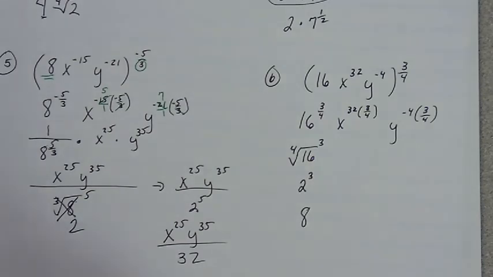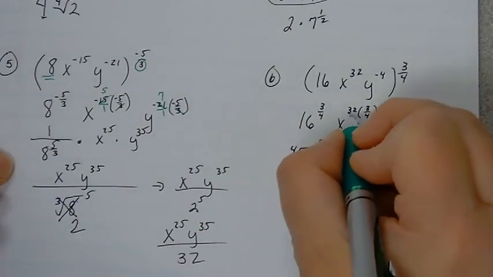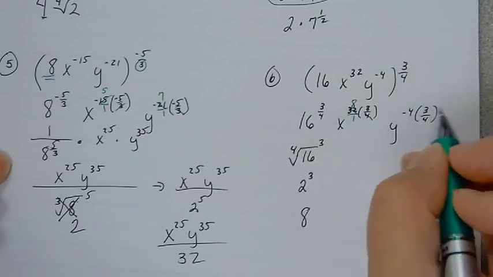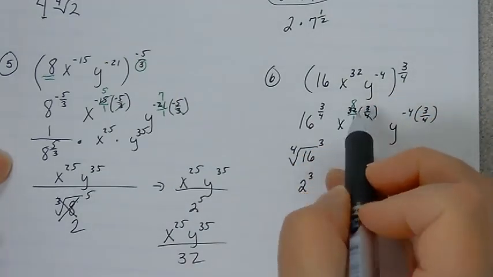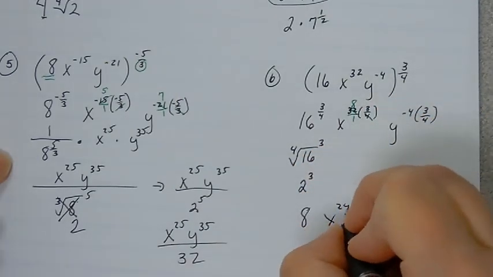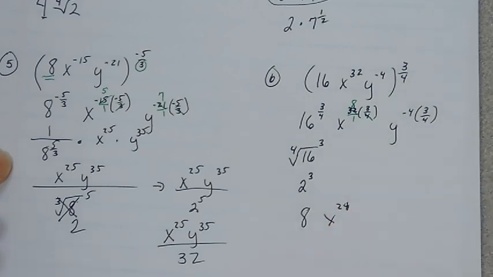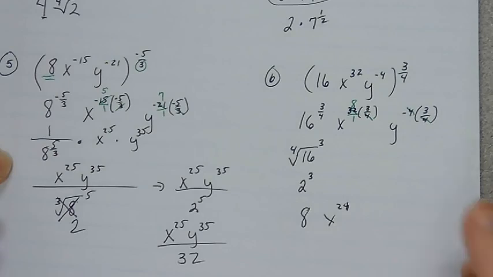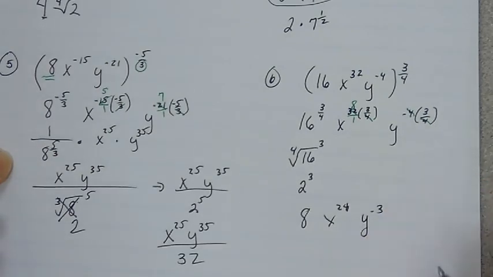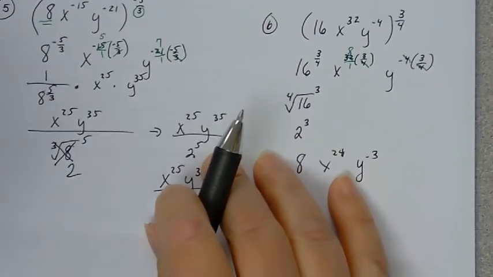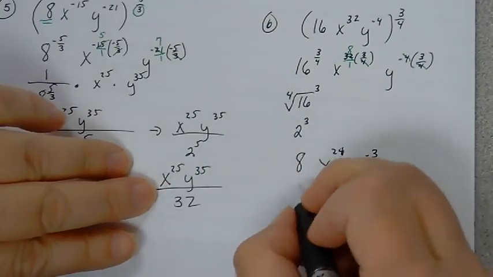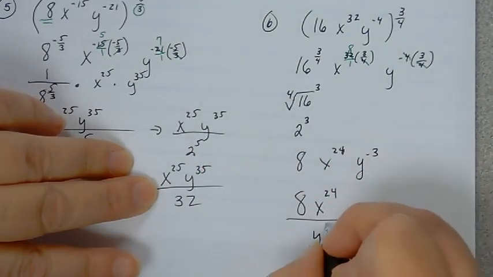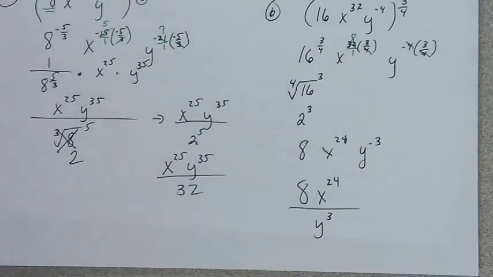Let's see what happens with the next part. I have a power and a power, so I'm going to multiply. And I know that 4 goes into 32 8 times. And then multiply straight across, so this is going to be x to the 24th. And then here, the 4 in the numerator and the 4 in the denominator cancel. So that would be y to the negative 3. So if the directions say write your answer in positive exponents, my answer is going to be 8 x to the 24, and then I'm going to move the y to the bottom and make it positive 3 so it has a positive exponent.